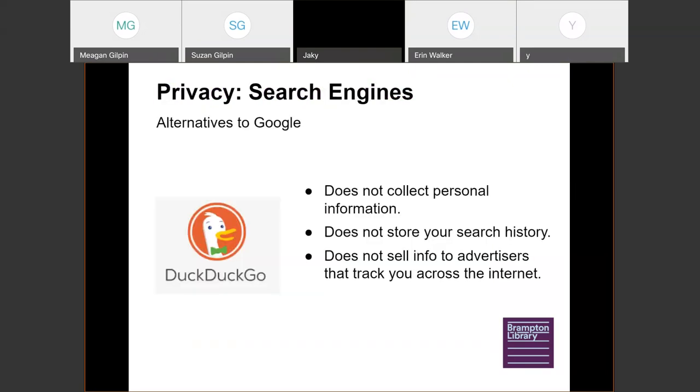Now, when it comes to privacy and search engines, Google is, of course, convenient and ubiquitous, but as Google users, we are essentially signing over all of our web data to Google. There are alternatives, however. One that is often recommended is a search engine called DuckDuckGo. This particular search engine has built a good name around protecting users' privacy. It doesn't collect personal information, it doesn't store search history, and it doesn't sell information about its users to advertisers, though you will still be exposed to advertisements on the site. That's how it operates. They just won't be targeted as they would be with Google or other search engines.